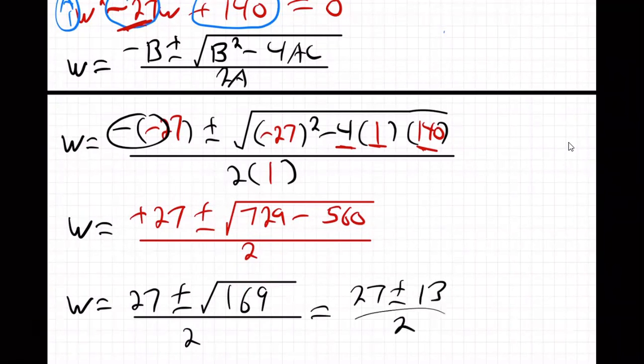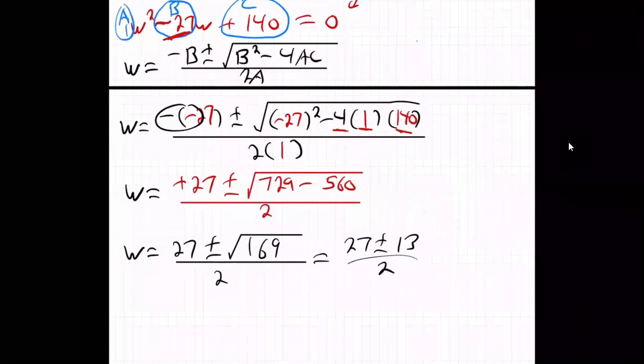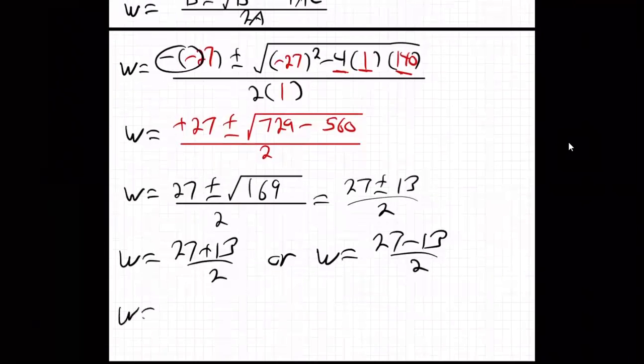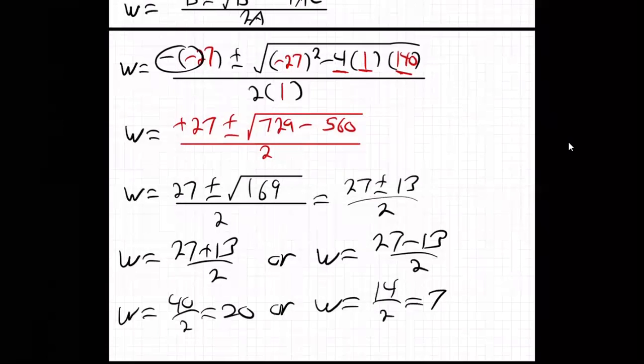You know what that means? When the square root comes out clean like that, that means you could have factored it. That means it was factorable. I just didn't notice it. Anyway, it's fine. We're getting there. So we're going to have 27 plus 13 over 2, or W equals 27 minus 13 over 2, right? Two options. And so that's 40 over 2, 20, or 14 over 2, 7. So it's 20 or 7. So the width can be 20 or 7.